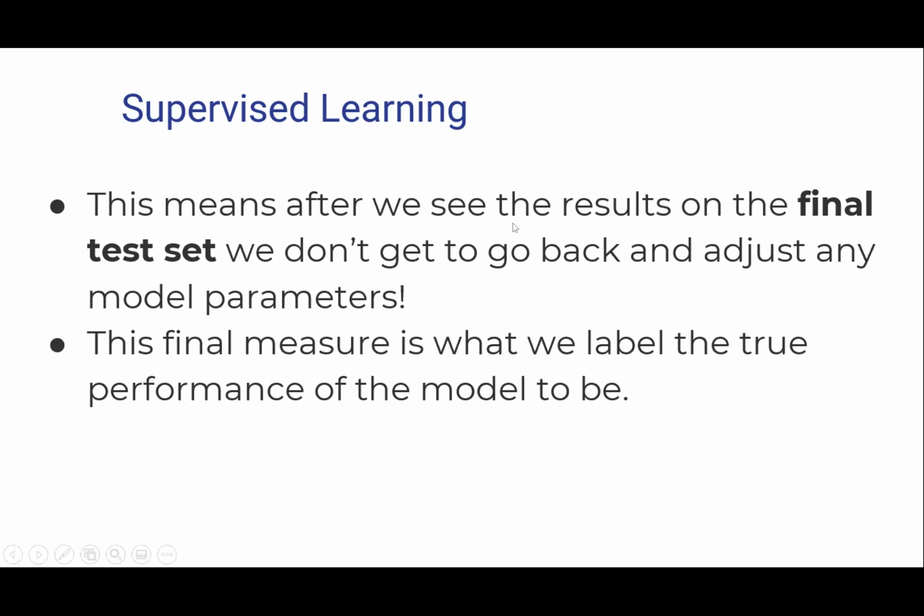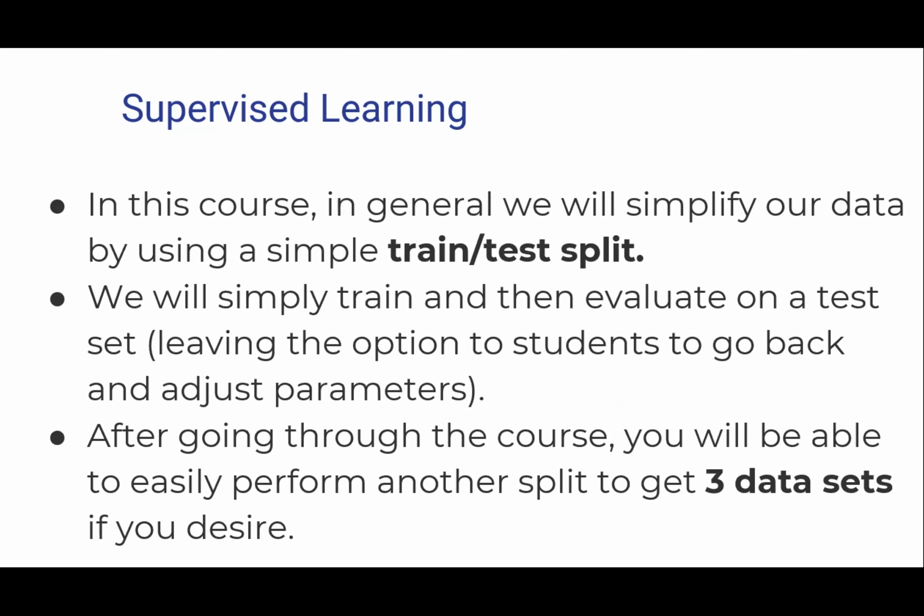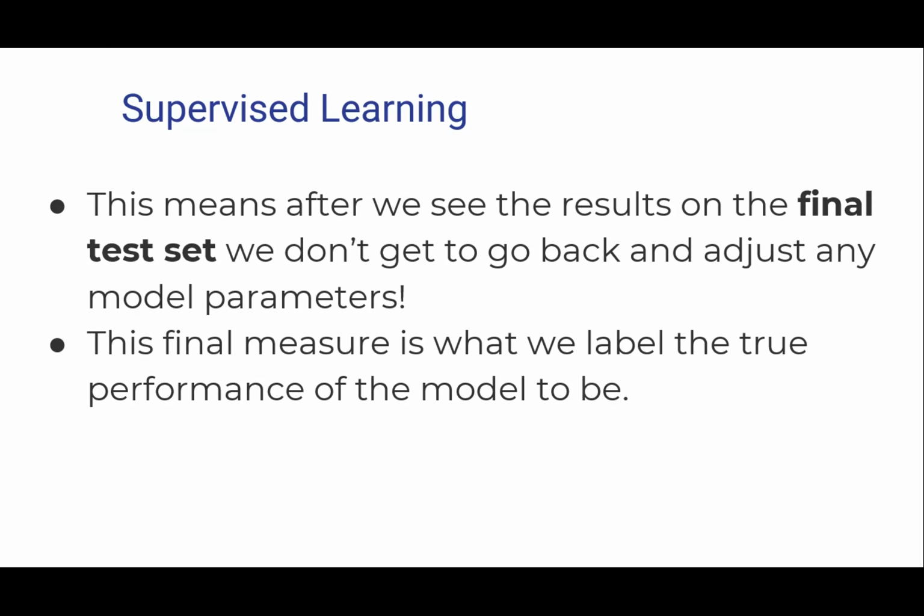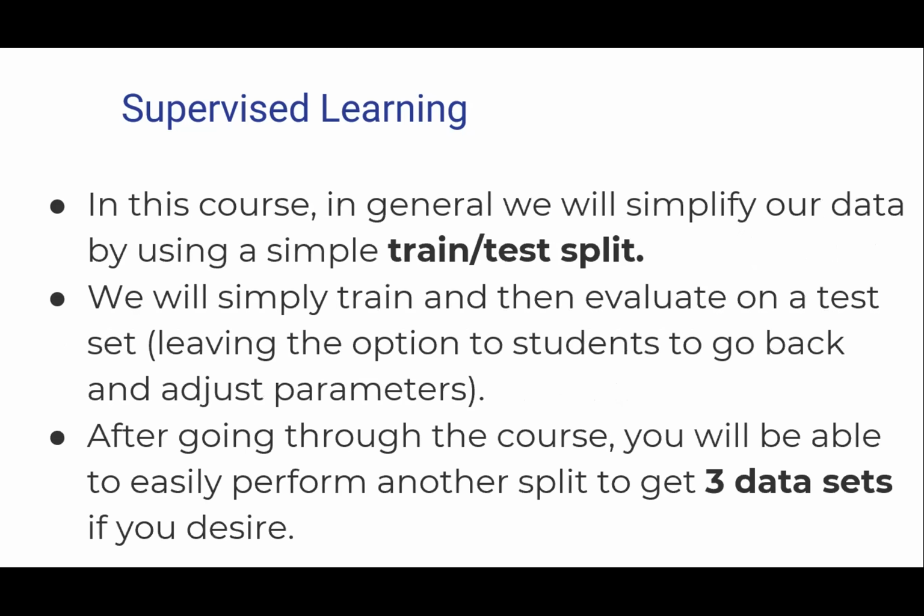This means after we see the results on the final test set, we don't get to go back and adjust any model parameters. Final is like the board exam done, how much you get is final. This final measure is what we label the true performance of the model. This is the performance of my model. Because it's a machine, I can say, I don't want you to keep learning for 2 years, I will give you just 5 revisions and you tell me your output. Otherwise I'll change the model. So just to give it a stop, we fix this structure where after test data your performance is done.